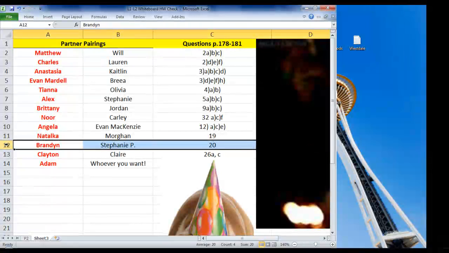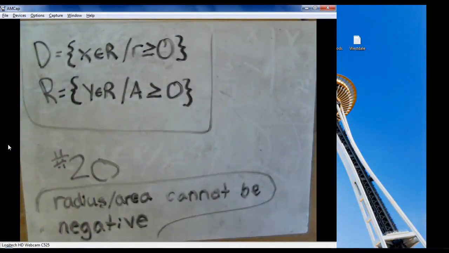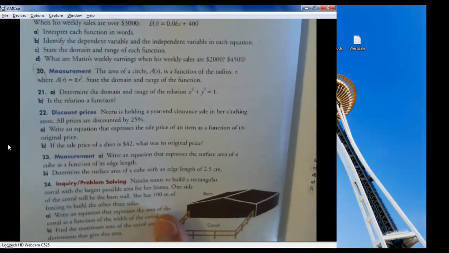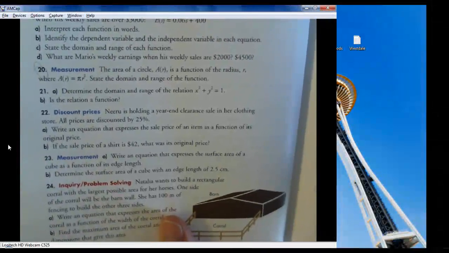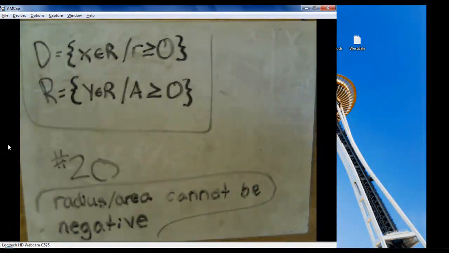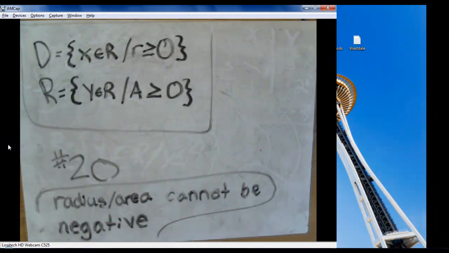So they have number 20. Number 20 here. The area of a circle, A of r. That's the function of area in terms of radius, and they give you the formula, pi r squared. State the domain and range of the function. Okay, so the domain would be x ∈ R, such that x is equal to or greater than 0. And the range would be y ∈ R, such that A is equal to or greater than 0, because obviously the radius and the area can't be negative.